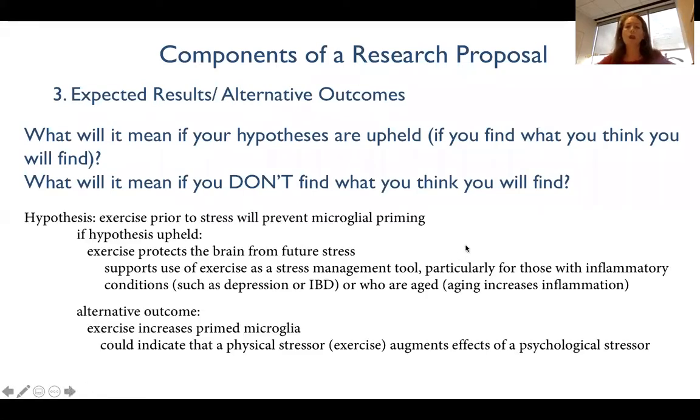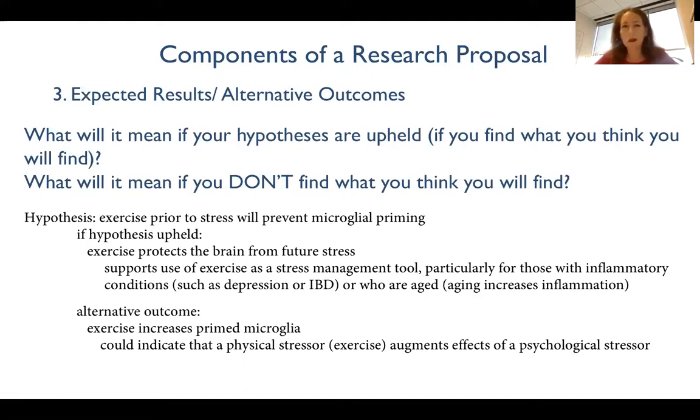So getting back to the specific proposal that I've been outlining, Pierce's hypothesis was that exercise prior to stress will prevent microglial priming. And so, great, so what? If that hypothesis is upheld, it would mean that exercise protects the brain from future stress. Okay, great. Well, what is the real world importance of that, right? It, for one thing, supports the use of exercise as a stress management tool.